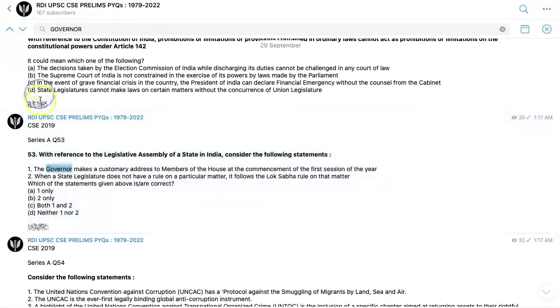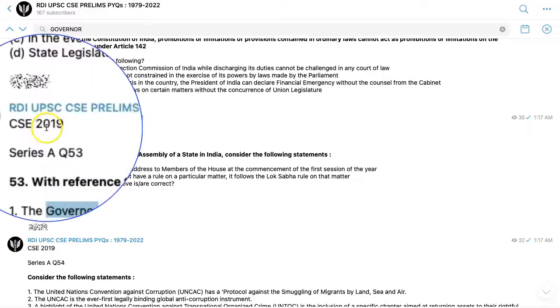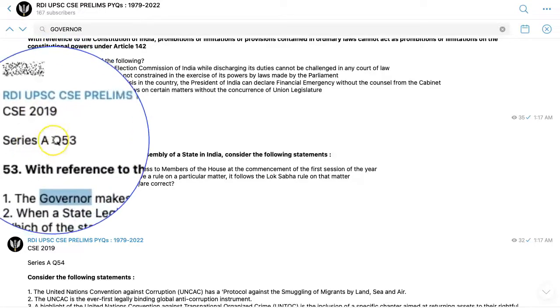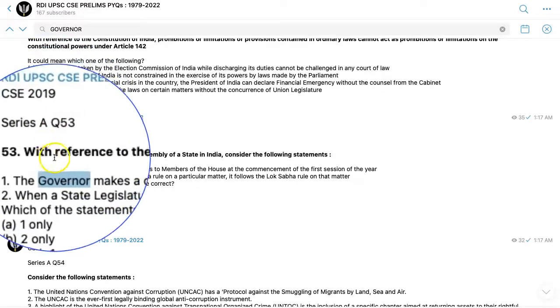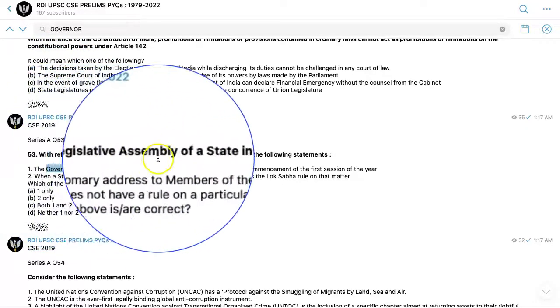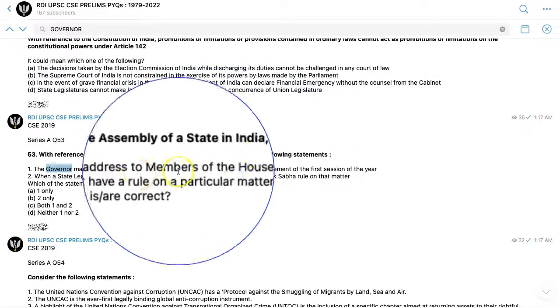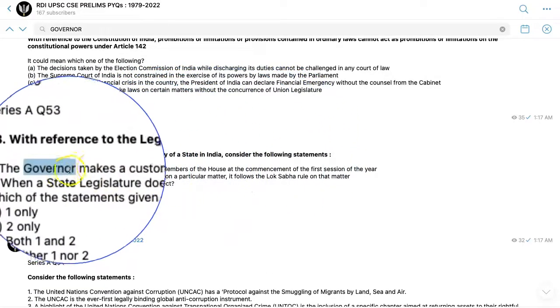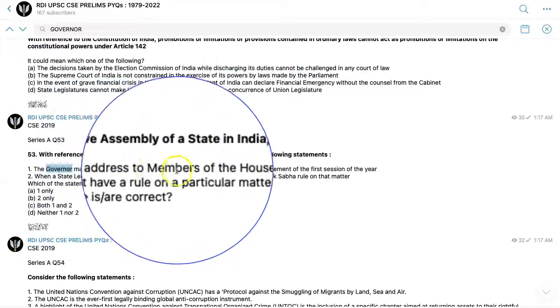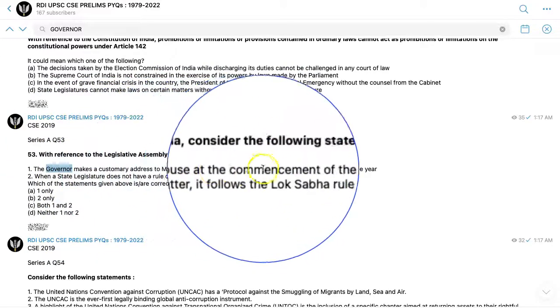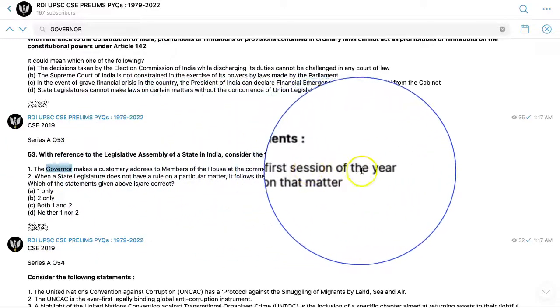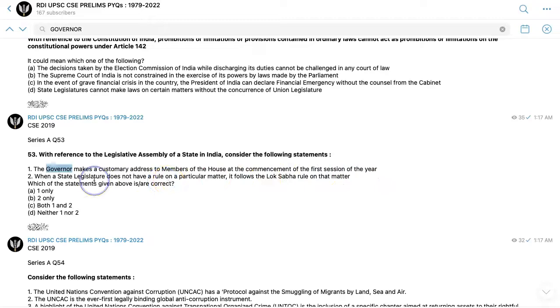The next question is again from polity. This is from 2019 paper Series A, question number 53. It read, with reference to the legislative assembly of a state, so this is about state legislature, consider the following statements. The first one says, the governor makes a customary address to the members of the house at the commencement of the first session of the year. The second statement is actually not related to governor, only the first one. So we are not going to the second statement as of now, right?